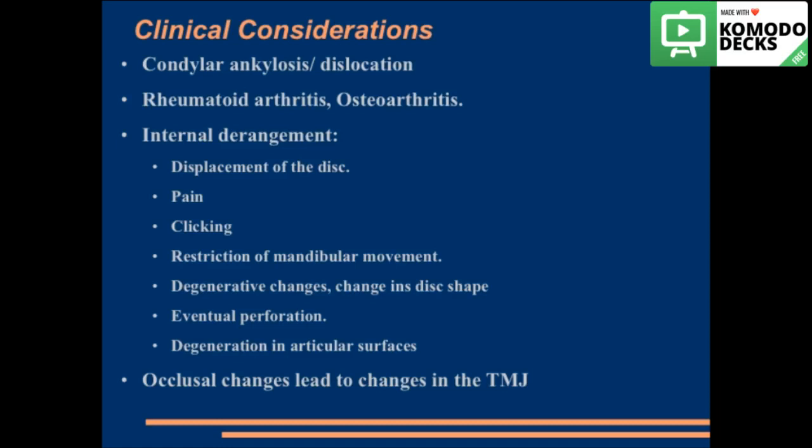Finally, occlusal changes may lead to changes in the TMJ. Disharmony between the teeth and the TMJ can be a result of clenching and bruxism, which is pressure on the teeth. All these would cause changes in the TMJ.